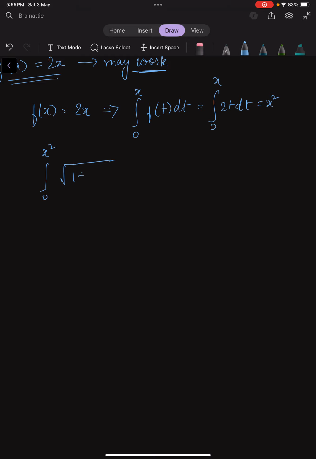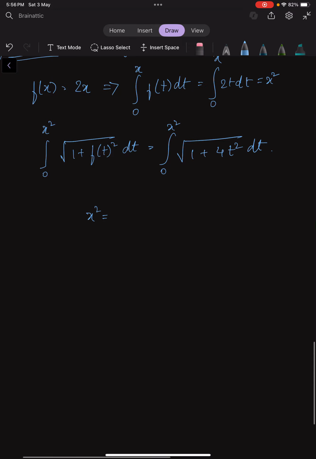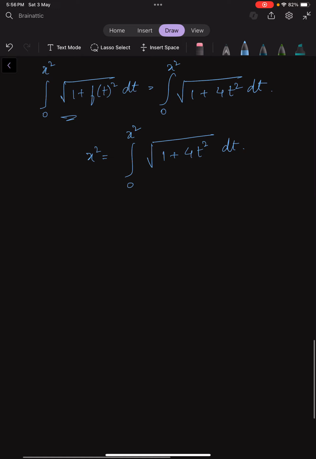Now if I do the same again, integral over 0 to x square root under 1 plus f of t whole square dt, this turns out to be 1 plus 4t square dt. So what we see here is very interesting. This was my LHS and this is my RHS, right? So it is telling me that x square is equal to integral over 0 to x square root of 1 plus 4t square dt. Correct?